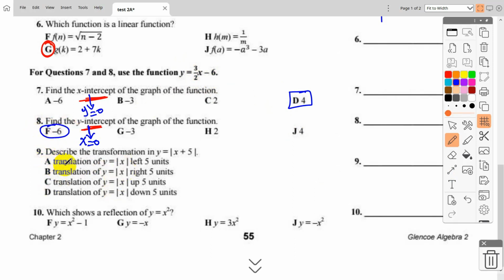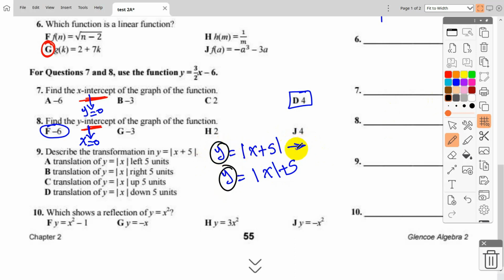For question 9, describe the transformation in y equals absolute x plus 5. Notice that 5 is found inside the absolute. We need to distinguish between y equals absolute x plus 5, which is our question, and y equals absolute x, plus 5. There is a difference between this and that.